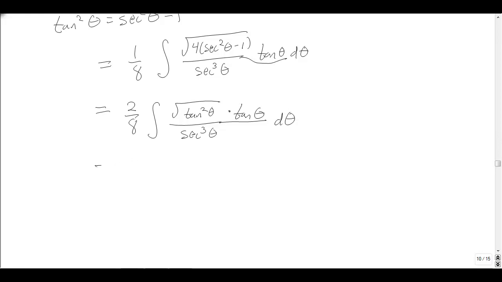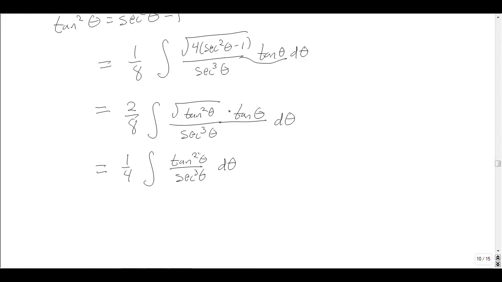Okay, so what we end up with is 1/4. This square root of tangent squared theta, I'm going to use a tangent theta. I'm going to make the assumption that theta is between 0 and pi over 2, so I don't have to worry about this being absolute value tangent theta. And I get a tangent squared theta over secant cubed theta d theta. So I get tangent theta times tangent theta is tangent squared theta. Okay, now I need to deal with this somehow.